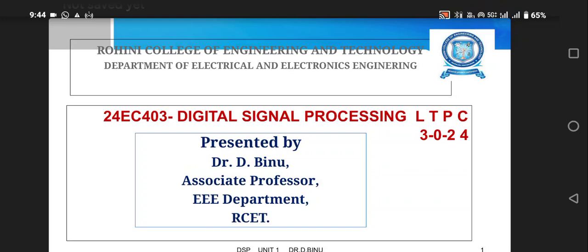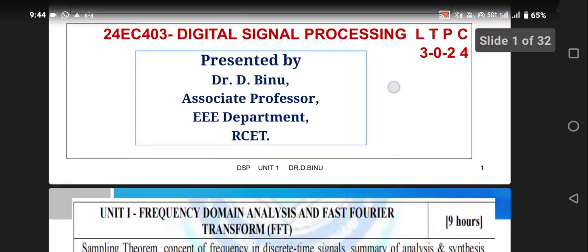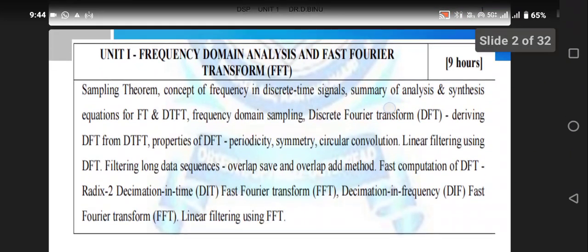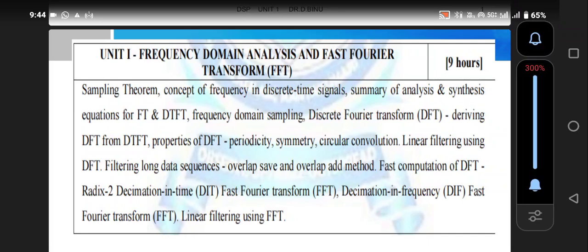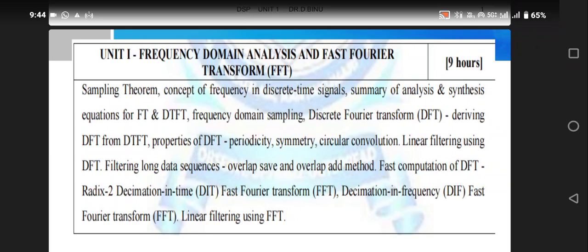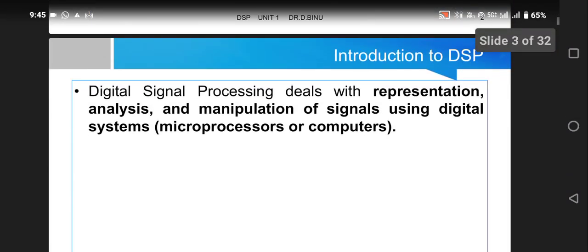For the digital signal processing subject, the first unit is frequency domain analysis and fast Fourier transform. It consists of topics from the sampling theorem to mainly filters. Introduction to the DSP.